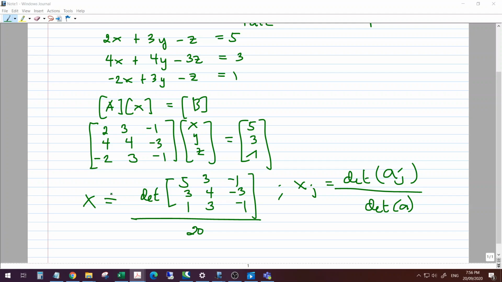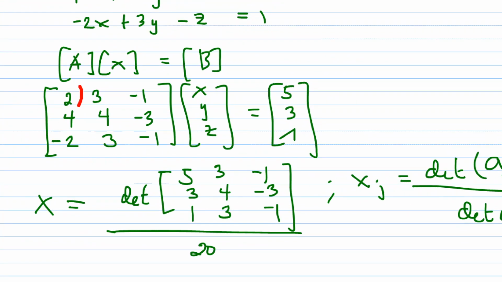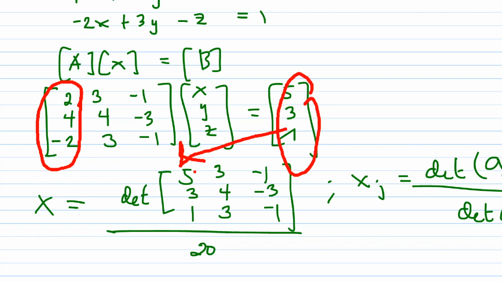Okay, so for x, we refer to the first unknown. Therefore, we will replace the first column by this b matrix. So that's why this 2, 4, negative 2 will be replaced by 5, 3, 1. See? Okay, 5, 3, 1. So this 2, 4, negative 2 will be replaced by 5, 3, 1 over here. So that's the definition of A_j prime.